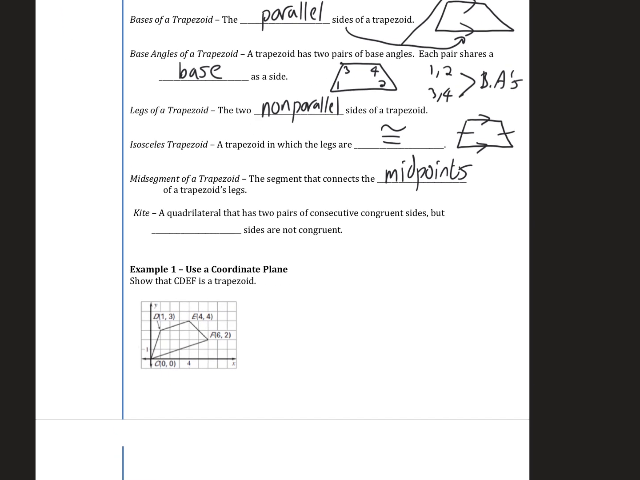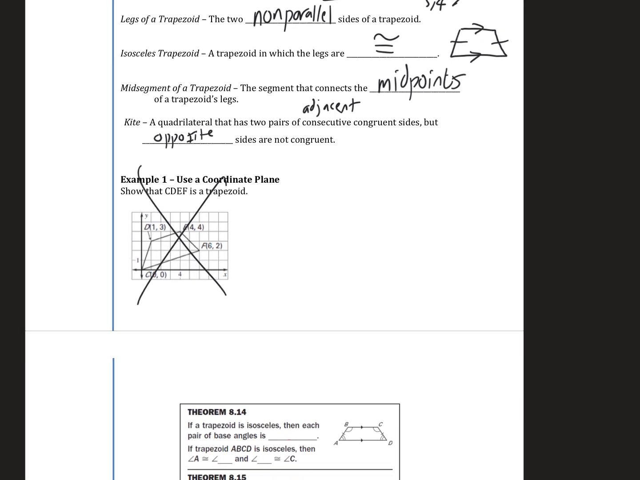And a kite is a quadrilateral that has two pairs of consecutive congruent sides. That also means adjacent, right? Side by side. But opposite sides are not congruent. Opposite sides are not congruent. We're not going to do example 1 here. I'm going to try to draw a kite here. I'm really bad at these, so we'll kind of go like that and like that. So these are congruent side by side, but opposite sides are not congruent, okay? So yeah, that's kind of how it works. All right. Cool.